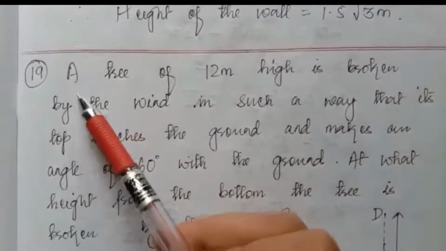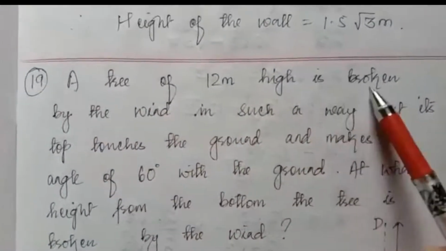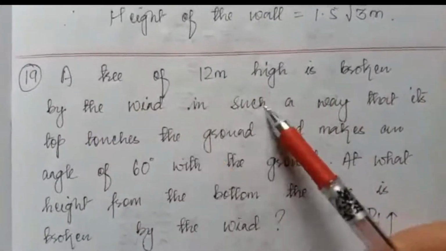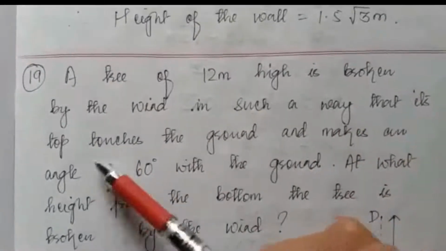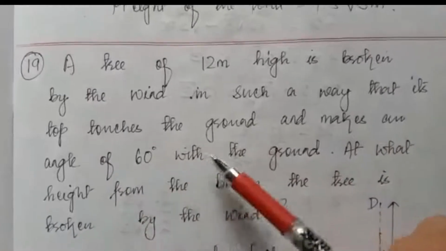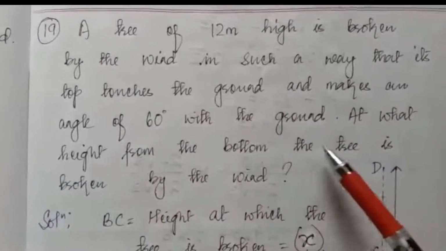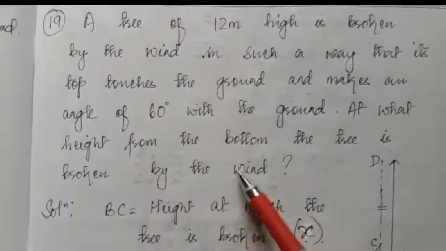Now next, question number 19. A tree of 12 meter high is broken by the wind in such a way that its top touches the ground and makes an angle of 60 degree with the ground. At what height from the bottom is the tree broken by the wind?